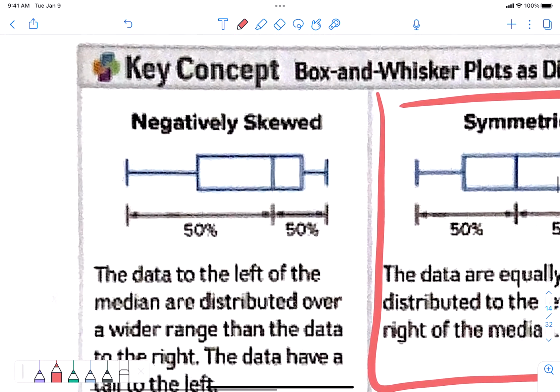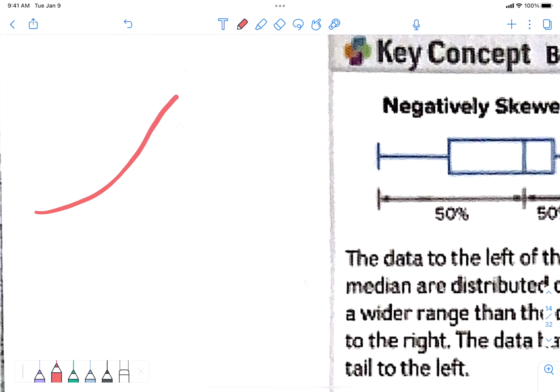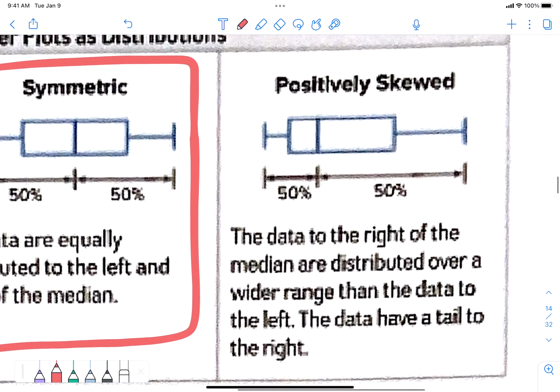Over on this one, it's a little bit confusing, because with negatively skewed, I would think the box would be on the left side. Wouldn't that make more sense? Yeah, it's the opposite, just like it was for a histogram. For negatively skewed, the bell curve looks like this, and that doesn't scream negatively skewed to me. That looks more positively skewed, but it's the opposite of what you think. So negatively skewed, the bar is mostly to the right. Positively skewed, the bar is mostly to the left.